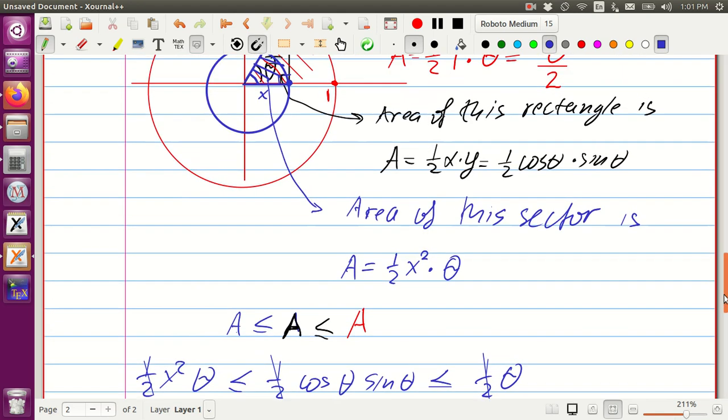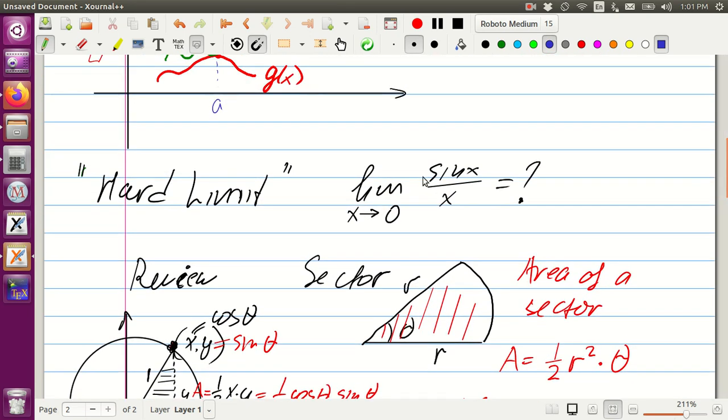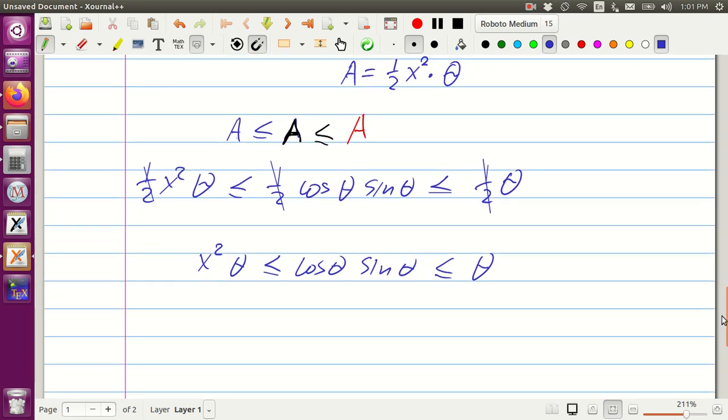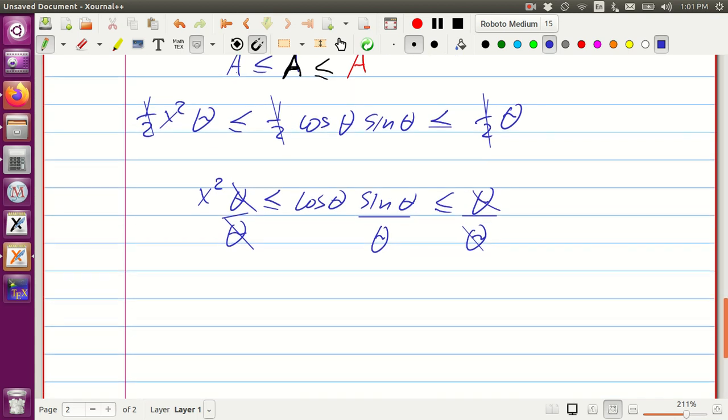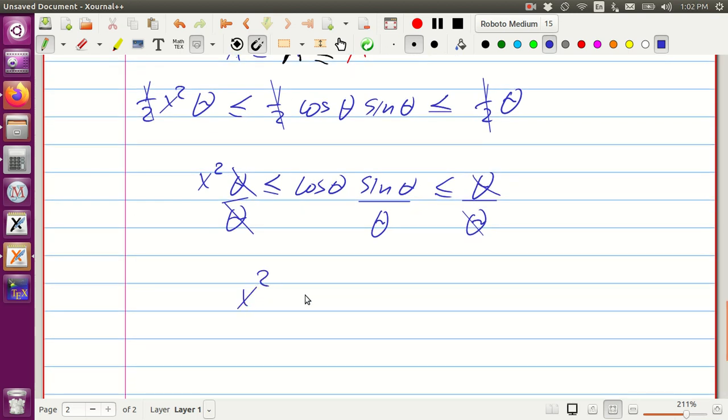So what are we trying to do actually here? Let's go back and see what we're trying to achieve. We would like to find the limit of sine of x over x. So we already have sine over here, and we need to have x on the bottom. Our variable is theta, so I'll divide everything by theta. So theta and theta goes away, theta and theta goes away. We're left with x squared less or equal cosine of theta, then sine of theta over theta less or equal than 1.